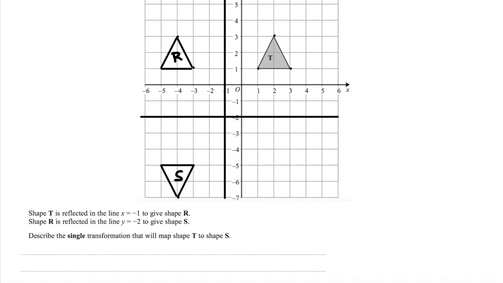It says, describe the single transformation that will map shape T to shape S. Well, it's a rotation. Anti-clockwise.